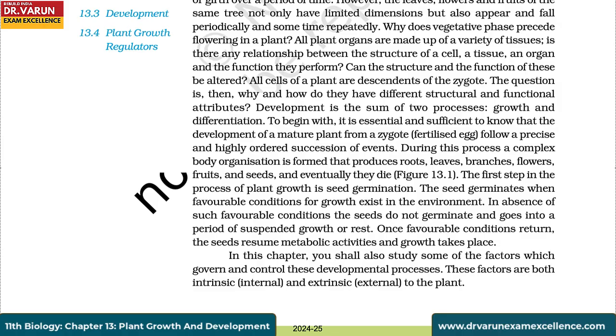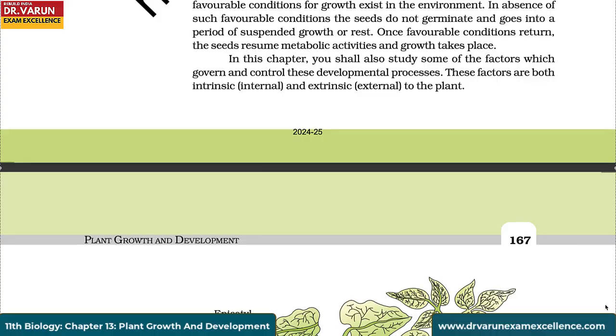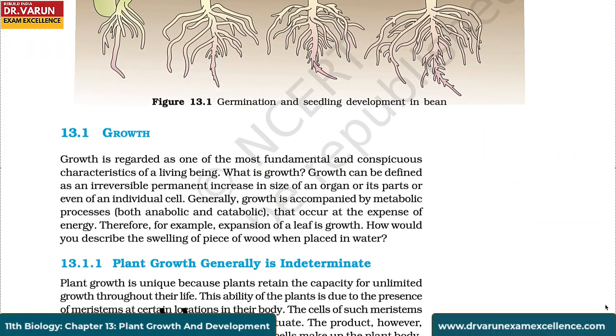The seed germinates when favorable conditions for growth exist in the environment. In the absence of such favorable conditions, the seeds do not germinate and go into a period of suspended growth or rest. Once favorable conditions return, the seeds resume metabolic activities and growth takes place. In this chapter, you shall also study some of the factors which govern and control these developmental processes. These factors are both intrinsic, or internal, and extrinsic, external to the plant.